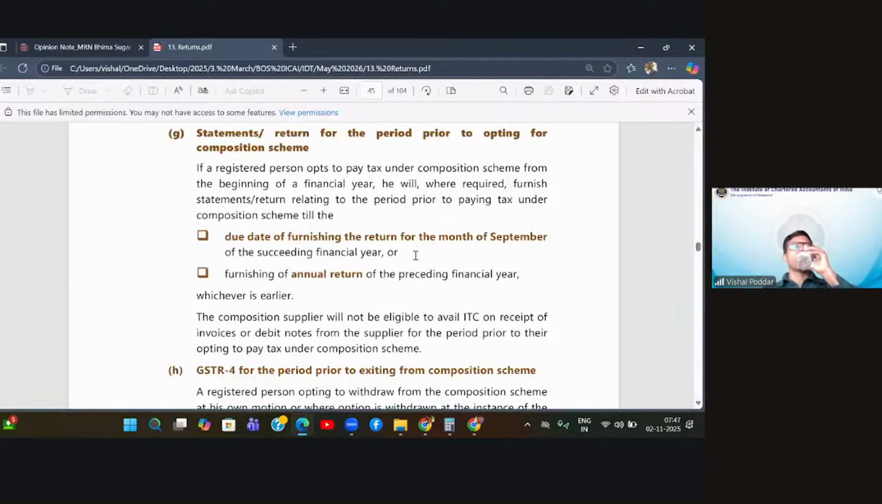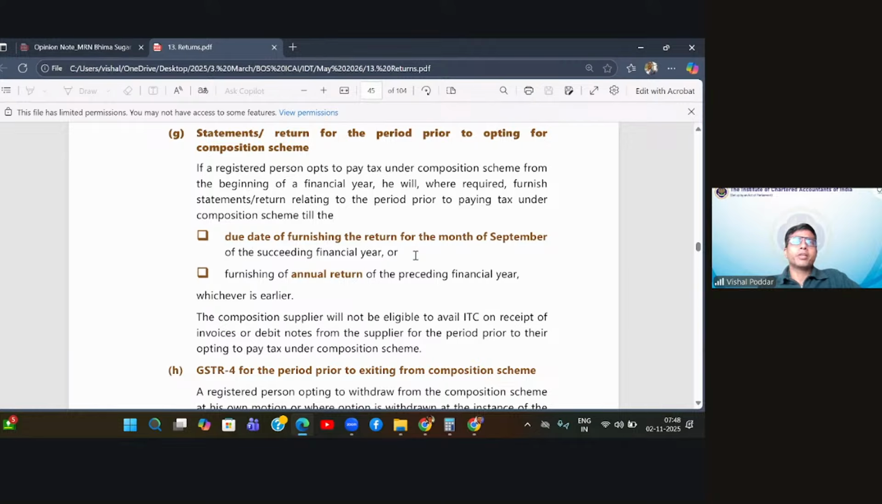Statements and returns for the period prior to opting for composition scheme. If a registered person opts to pay tax under composition scheme from the beginning of a financial year, he will, where required, furnish statements and returns relating to the period prior to paying tax under composition scheme till the due date of furnishing the return for the month of September of the succeeding financial year or furnishing of the annual return of the preceding financial year, whichever is earlier. The composition supplier will not be eligible to avail ITC on receipt of invoices or debit notes from the supplier for the period prior to their opting to pay tax under composition scheme.